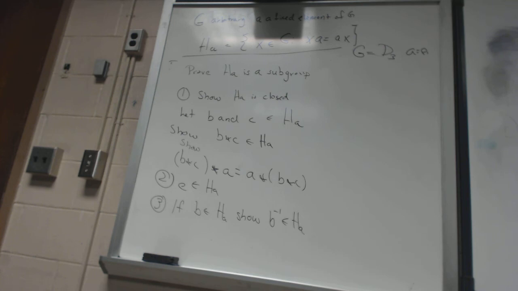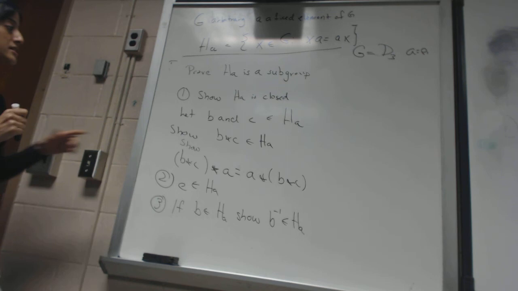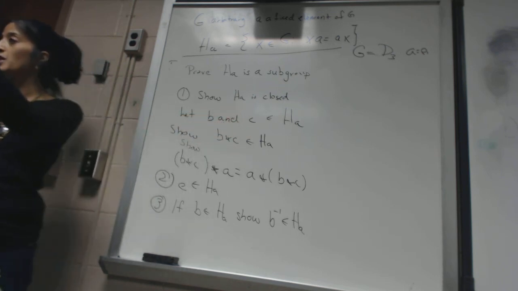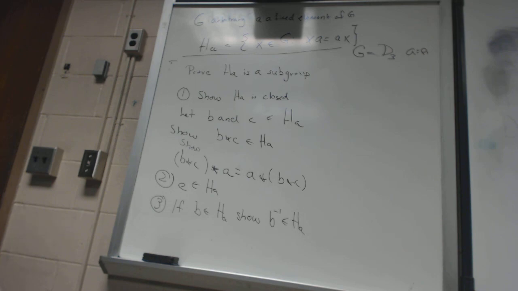B and C are arbitrary. So when I say let B and C be in H_A, I arbitrarily chose two people in the club. They're stuck in the middle. H_K.